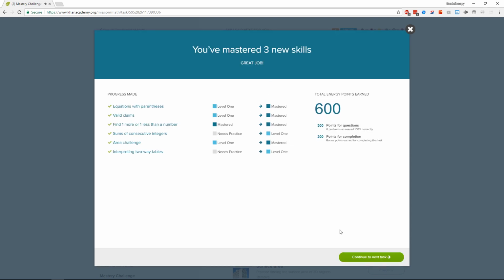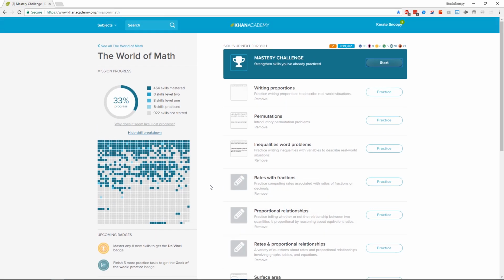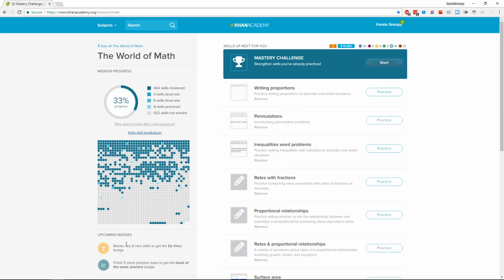Mastered 3 skills. And I think that's it for time. We're getting there. 8 new skills and I get the Da Vinci badge, which I think is about getting 500 skills total or something like this.